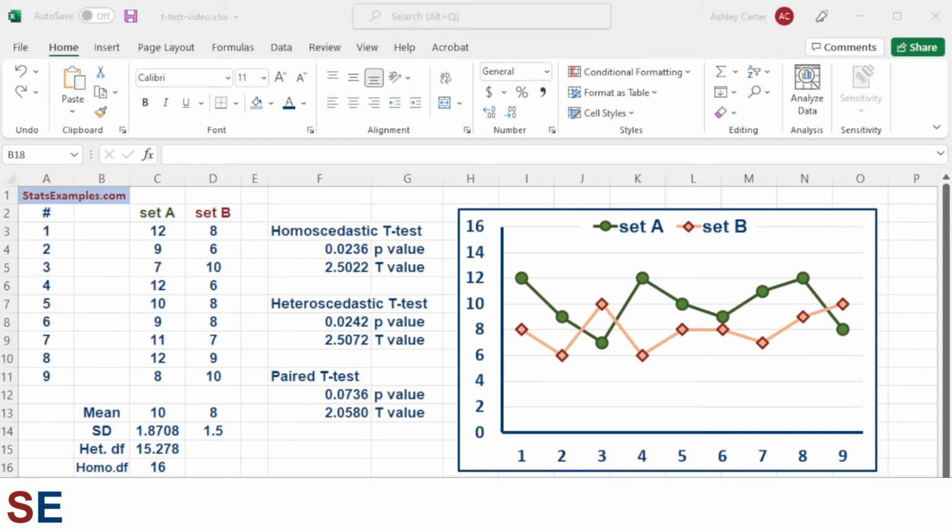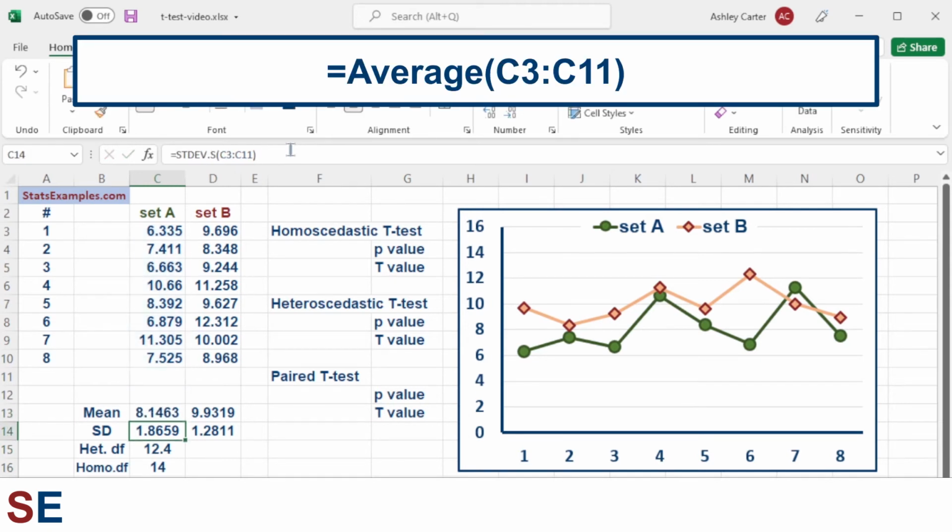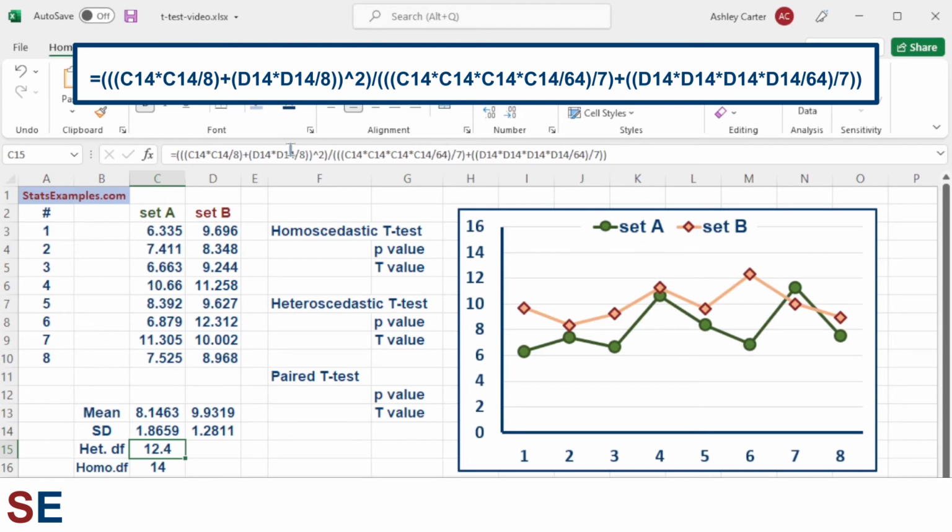Let's look at a second data set. So here we have 8 values in each of these two sets. The means, the standard deviations, and the degrees of freedom are calculated here. Means the same way, using the average, using the stdev.s function, using this longer equation, but now instead of 9s and 81s and 8s, it uses 8s and 64s and 7s. And again, that's an equation that's explained in one of the other videos on this channel.